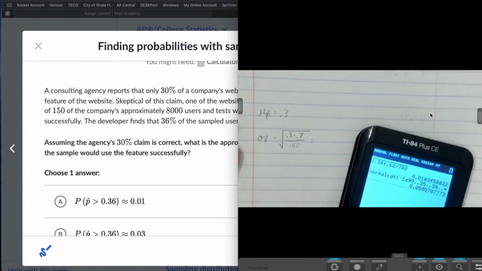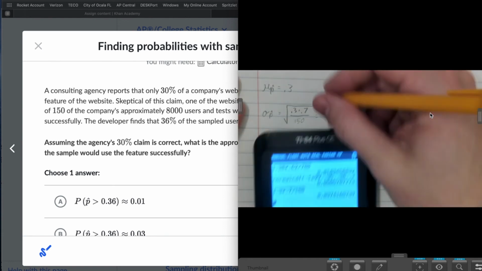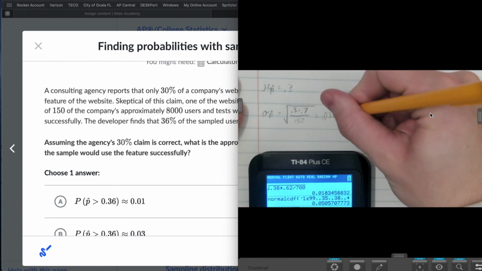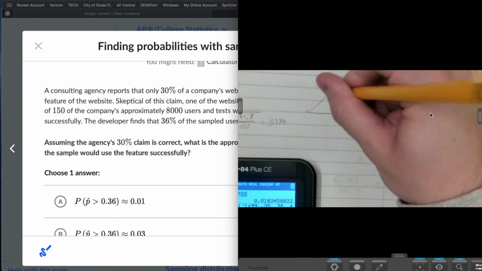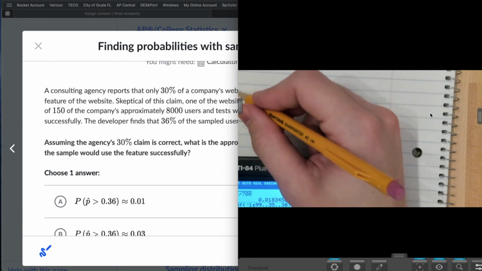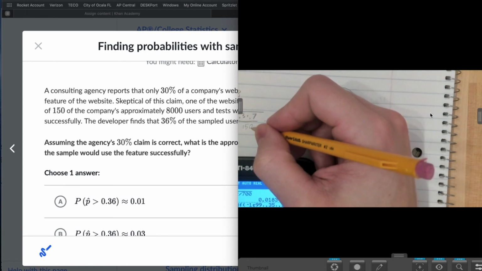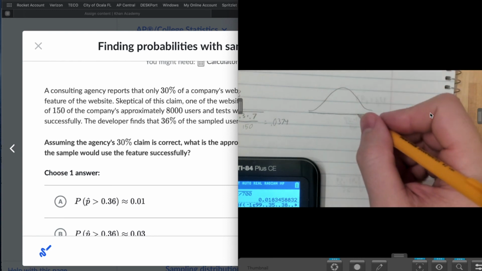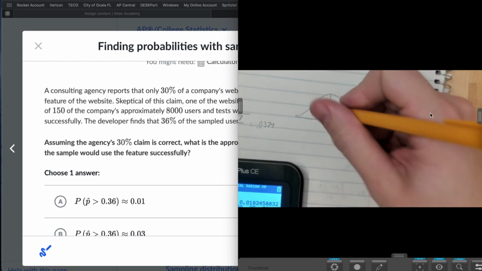Let's calculate what this is. Square root of 0.3 times 0.7 divided by 150. I get 0.0374. Again, I'm going to draw a distribution to help visualize this. It is approximately normal because, again, 30% of 150 is 45. 70% of 150 is 105. Both of those are greater than 10, so we do have an approximately normal distribution. That approximately normal distribution is centered around 0.3.